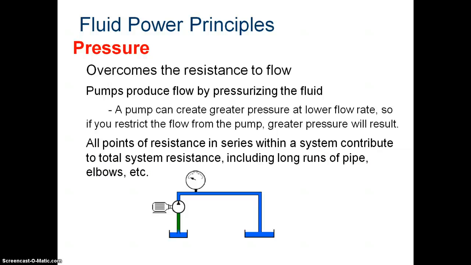Pumps produce flow by pressurizing the fluid. A pump can create greater pressure at lower flow rates. So if you restrict the flow from the pump, you get greater pressure throughout the system. All points of resistance in a series within a system contribute to the total system resistance. That means all your pipes, all your elbows, every single length that the flow flows through.